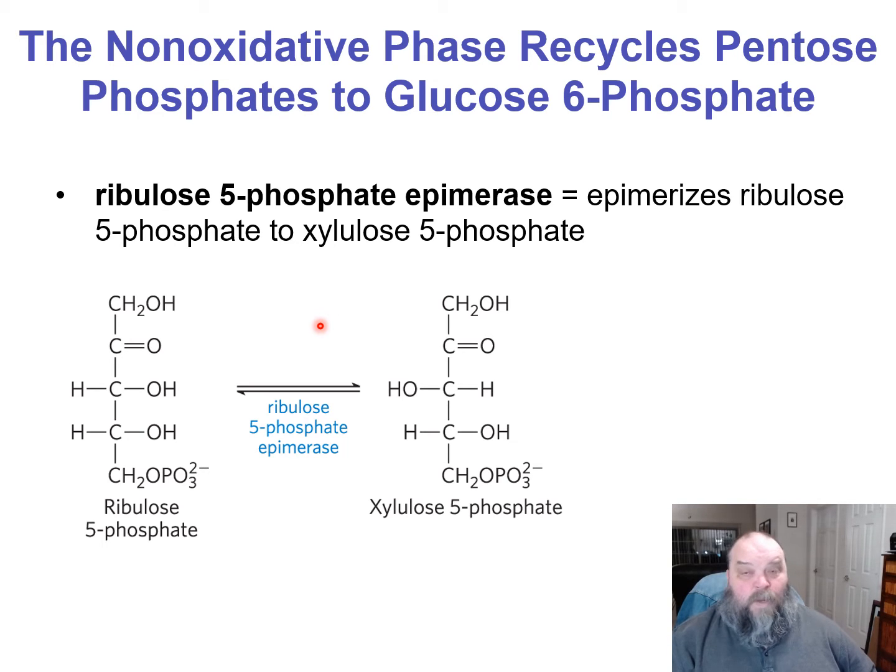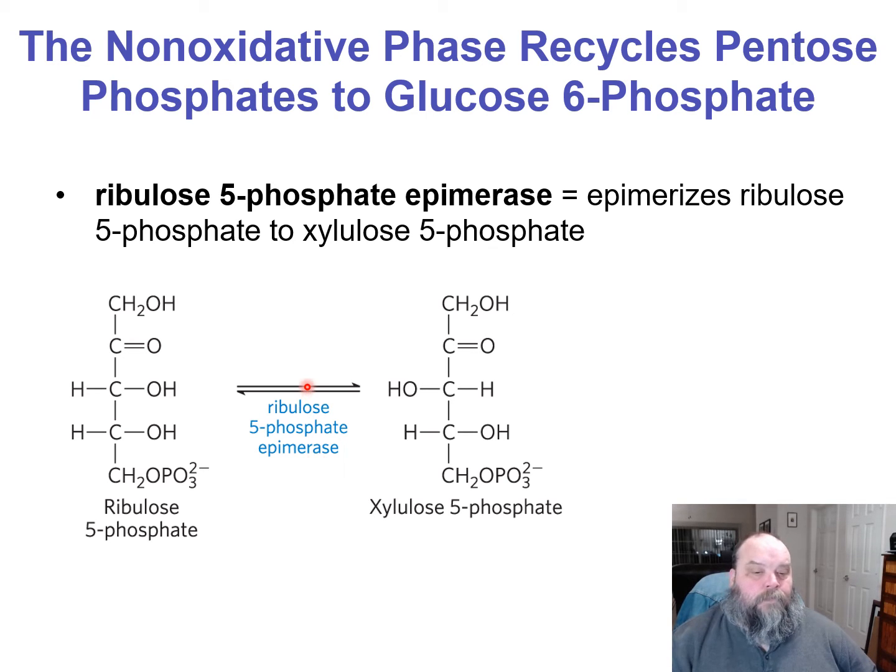Maybe sometimes we need to go backwards. Okay, we got a bunch of ribulose 5-phosphate, but again, we need to get back to glucose. What do? Well, we take the ribulose 5-phosphate and we start changing things up a bit. What is referred to as an epimerase. Ribulose 5-phosphate epimerase. Can't speak today.